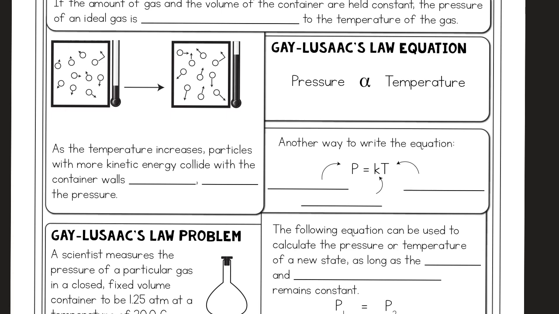If the amount of gas and the volume of the container are held constant, the pressure of an ideal gas will be directly proportional to the temperature of the gas.